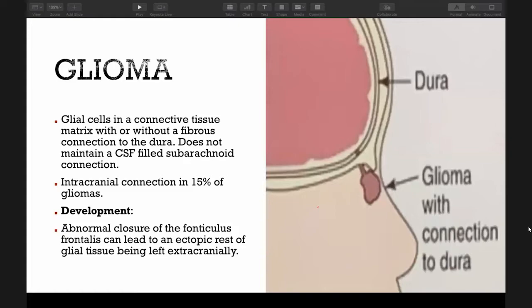Number 2, we have the glioma. Glioma is glial tissue in a connective tissue matrix with or without fibrous connection to the dura. It does not maintain a CSF filled space or subarachnoid connection. Intracranial connection we will find in 15% of gliomas. How does it happen? By abnormal closure of the fonticulus frontalis, which can lead to ectopic rest of the glial tissue being left exposed.